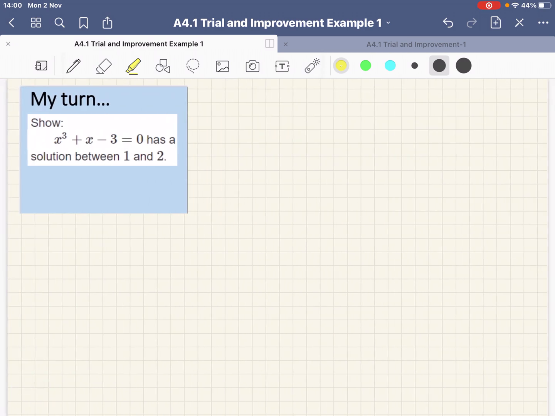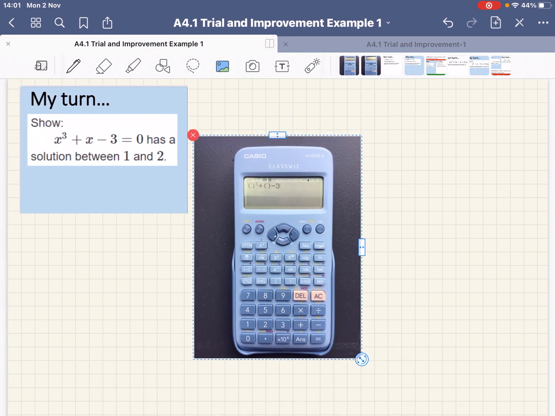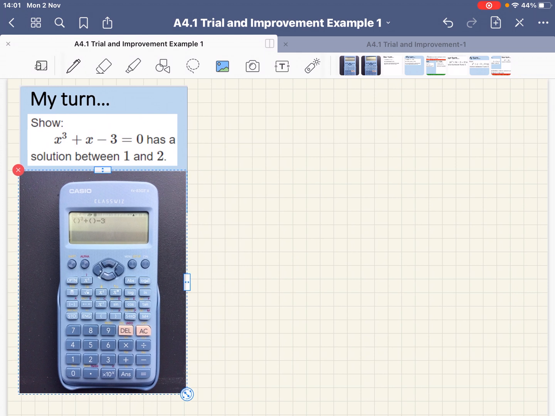So we have the equation x cubed plus x minus 3 is equal to 0, and it has a solution between 1 and 2. So thinking about the success criteria, we should be starting off by typing this into our calculator and replacing the x with brackets instead. When we do that, it should look something like this. And if we compare what we have on the calculator to what has been given to us in the question, we can see that that x cubed can be replaced with brackets cubed. Our plus x is replaced with plus brackets, and that minus 3 stays as minus 3.